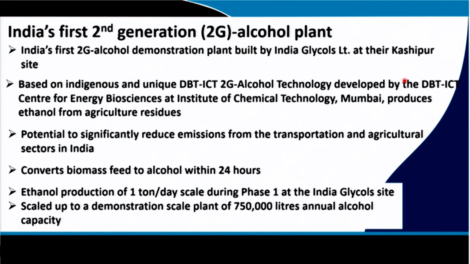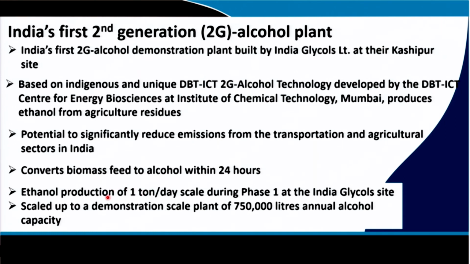Now, at the last we will talk about a case study for bioenergy, which is India's first second generation or 2G alcohol plant. This is India's first 2G alcohol demonstration plant, built at India Glycols Limited at the Kashipur site, based on the indigenous and unique DBT-ICT 2G alcohol technology developed by the DBT-ICT Center for Energy Bioscience at the Institute of Chemical Technology, Mumbai. They can produce ethanol from agricultural residues, and it has shown potential to significantly reduce emissions from the transportation and agricultural sectors in India. It readily converts agricultural waste biomass into alcohol within 24 hours.